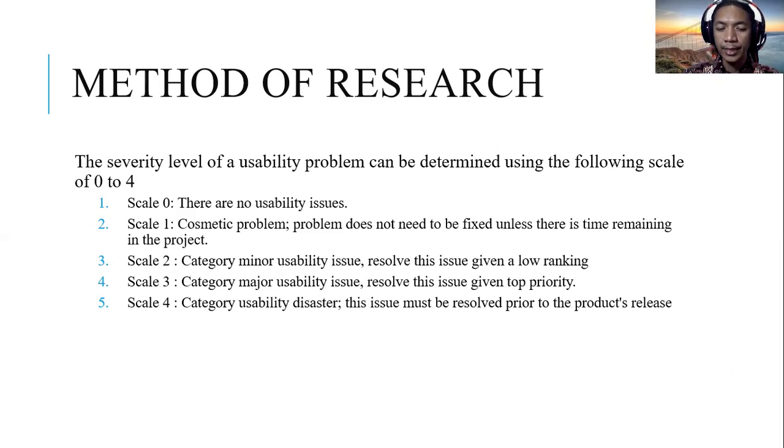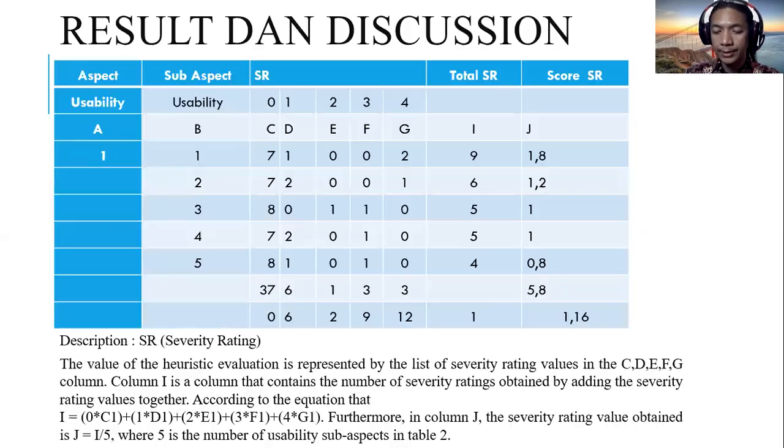Scale 0, there is no usability issue. Scale 1, cosmetic problem. It means the problem does not need to be fixed unless there is time remaining in the project. Scale 2, category minor usability issue. Resolve this issue given a low ranking. Scale 3, category major usability issue. Resolve this issue given top priority. And scale 4, category usability disaster. This issue must be resolved prior to the product release.